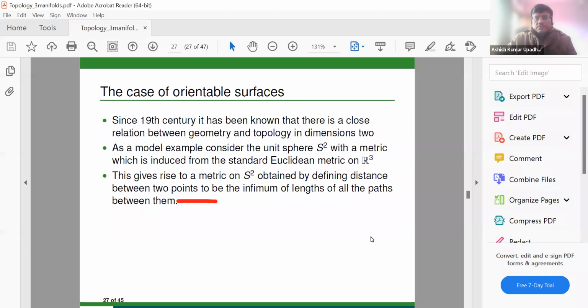Which will be obtained by defining distance between 2 points to be the infimum of lengths of all of the paths between them. So this is a natural way of defining a metric in the case of S2.